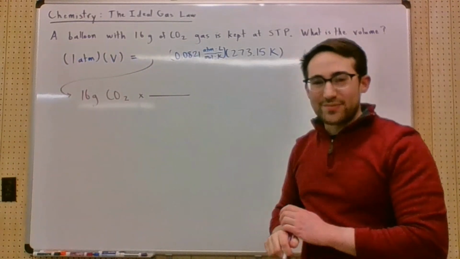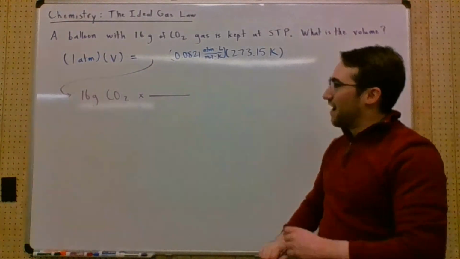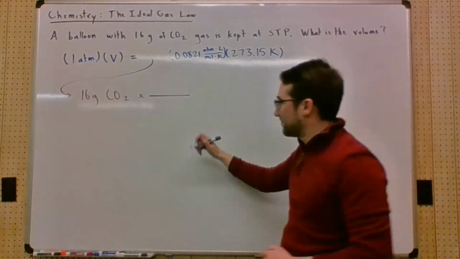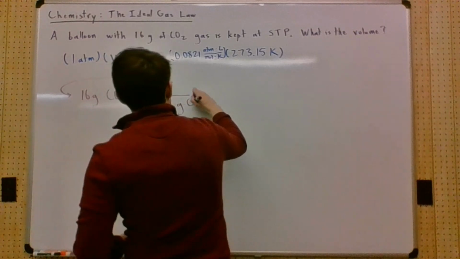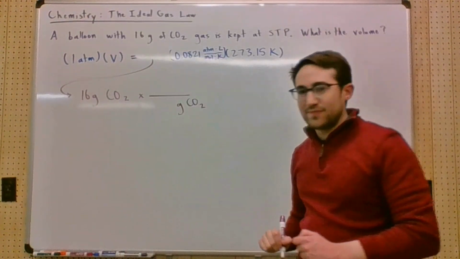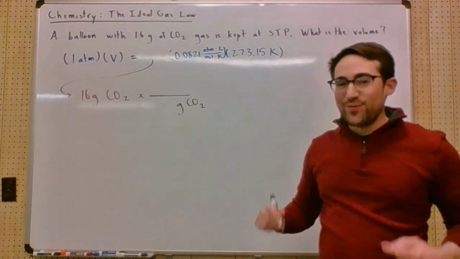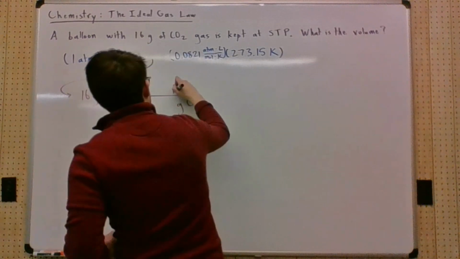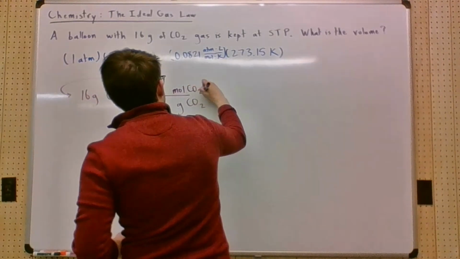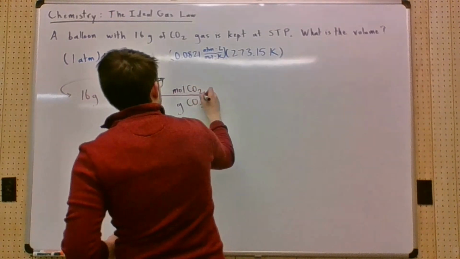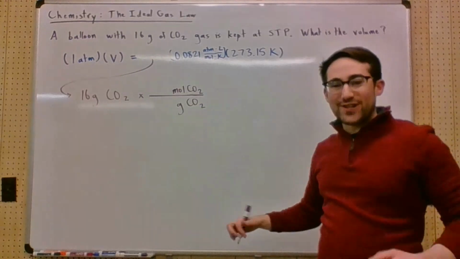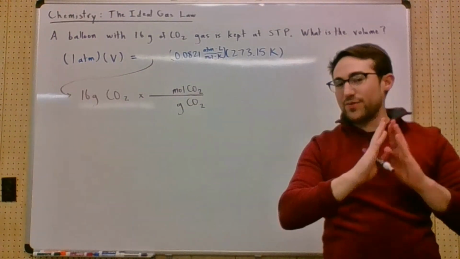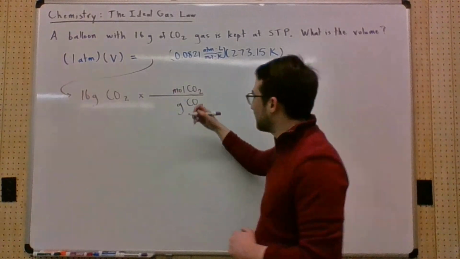All right, 16 grams of CO2 is what I want to convert. I have to get rid of grams of CO2, so that's the unit that goes on bottom. I want to get to moles of CO2, so that's the unit that goes on top. Whenever I have moles on one side of a fraction bar but not the other, I can put a 1 with moles. I want to put a 1 up on top.